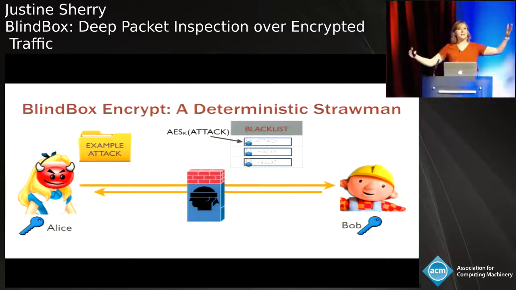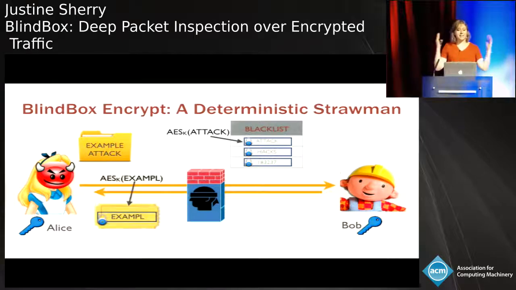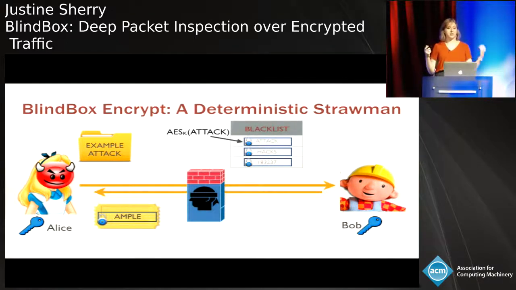So when Alice has a long message to send, say it has the phrase "example attack", what she's going to do is she's going to tokenize this message along a sliding window. In our examples today, the sliding window is going to be 6 characters long. In practice, it's longer. So in the sliding window, she's going to take the first 6 characters, "example", and she's going to encrypt them with her key. And she's going to do this iteratively along the window.